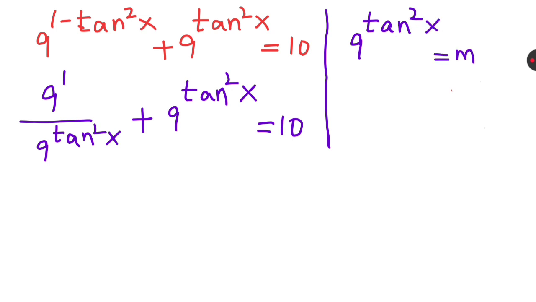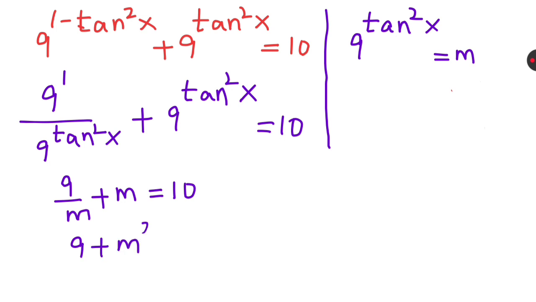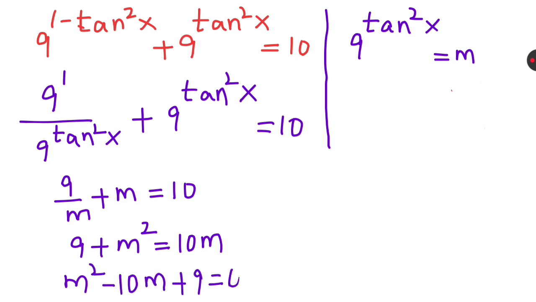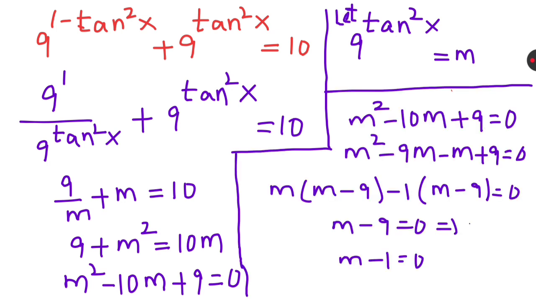Here let us consider 9 raised to power of tan square x as some other variable, like m. Then this equation turns into 9 over m plus m, that is equal to 10. So if we take LCM, then it becomes 9 plus m raised to power of 2 equal to 10m. So we can write this as m power 2 minus 10m plus 9 equal to 0. So finally the trigonometric equation converts into a quadratic equation. The roots are m equal to 9 and m equal to 1. So the roots are 1 and 9.